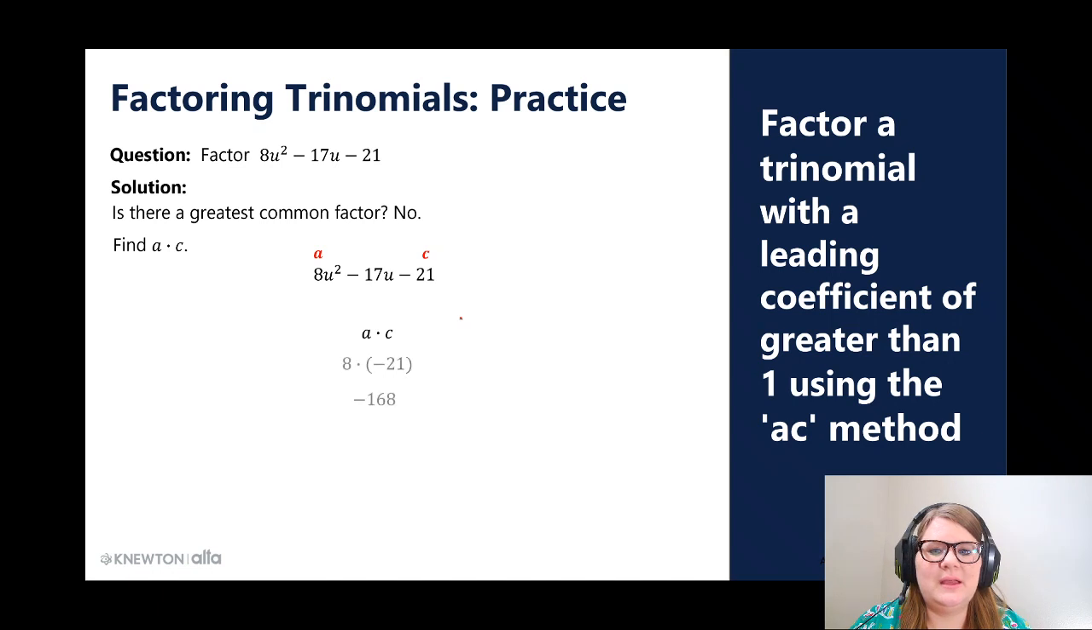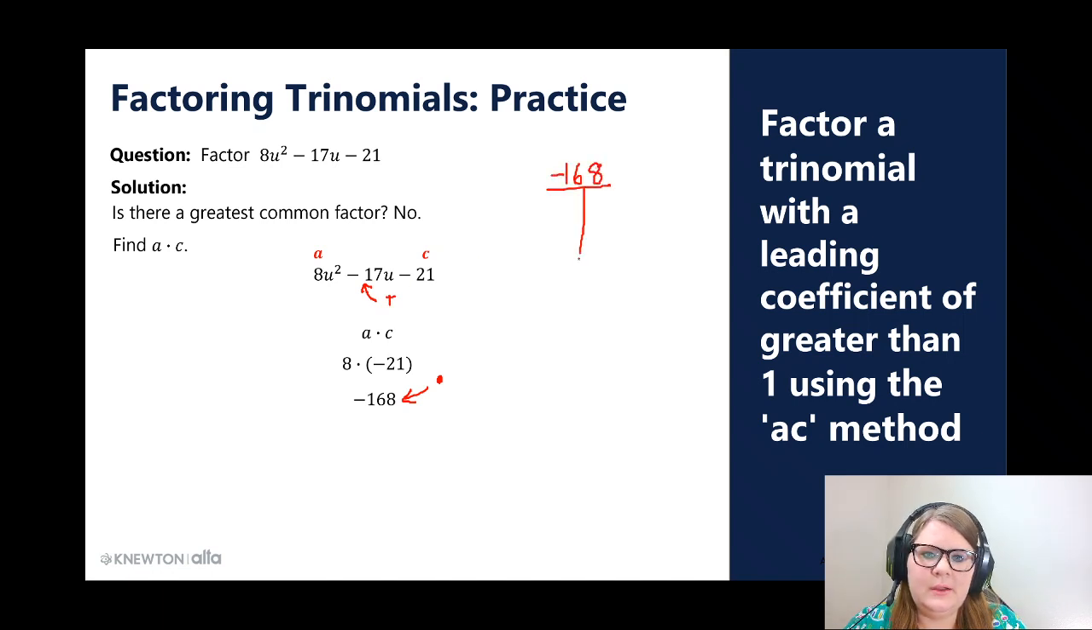All right, so when I multiply 8 and negative 21, I'm going to get negative 168. I now want to find the two numbers that multiply to this and add to this. So let me go ahead and I'm just going to make a little chart here. First of all, notice that because it multiplies to a negative, the signs have to be opposite.